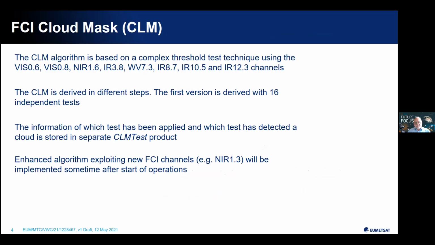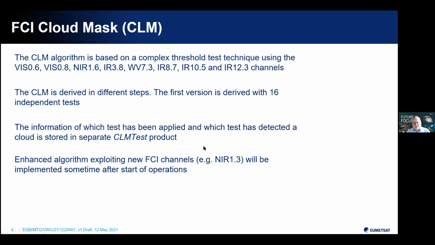We have different steps. In the first step, we derive with 16 different independent tests a first version of the cloud mask, and then we do a removal or restoral for dubious pixels where we are not sure, where the tests are contradicting each other, etc. We also store not only the cloud mask itself, but also information which test has been applied on a pixel and which test has detected a cloud on a pixel.